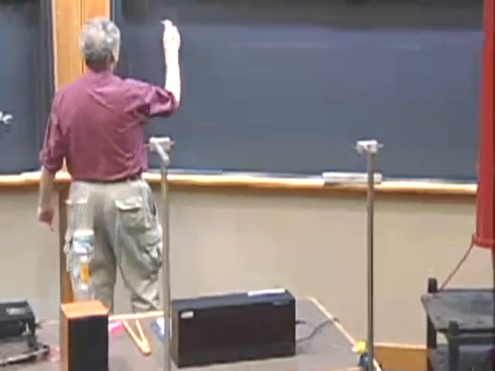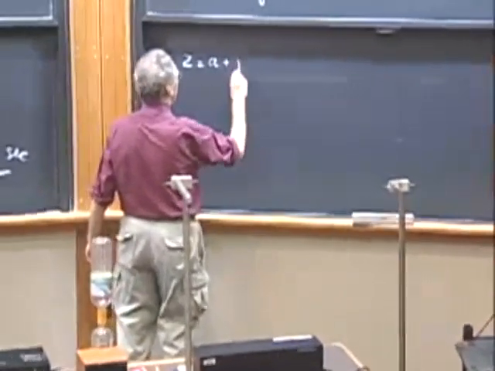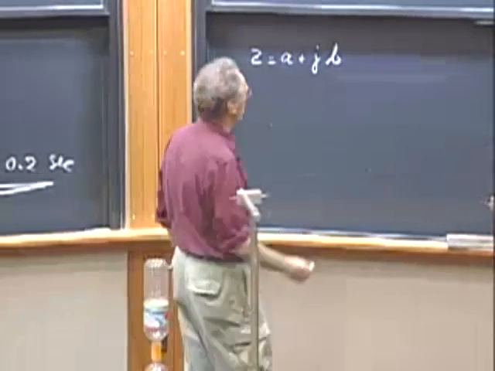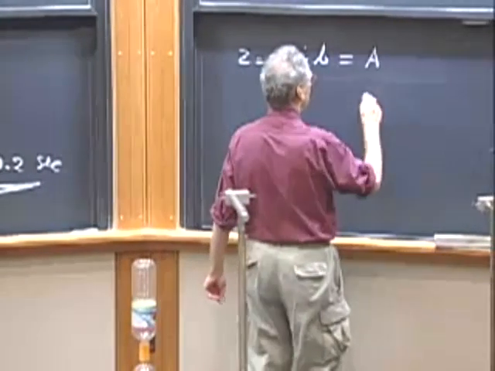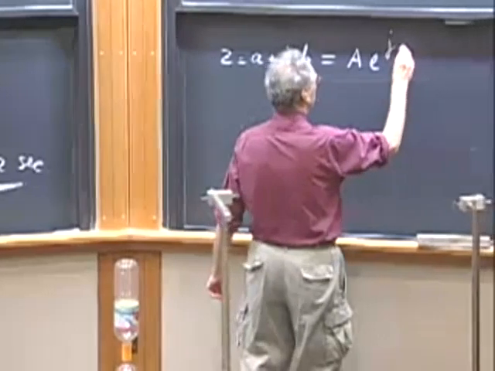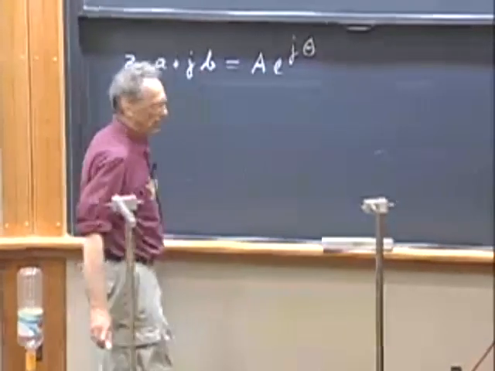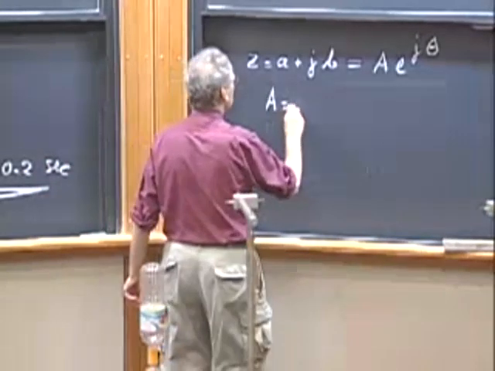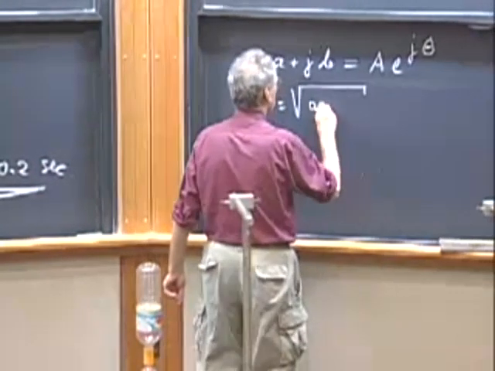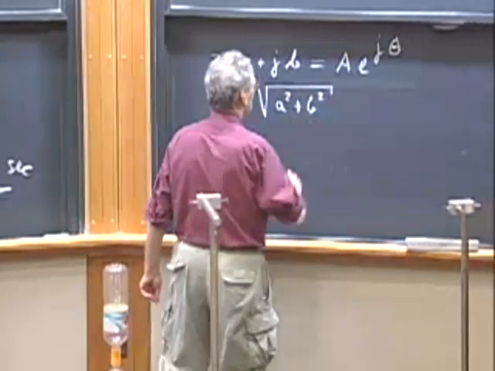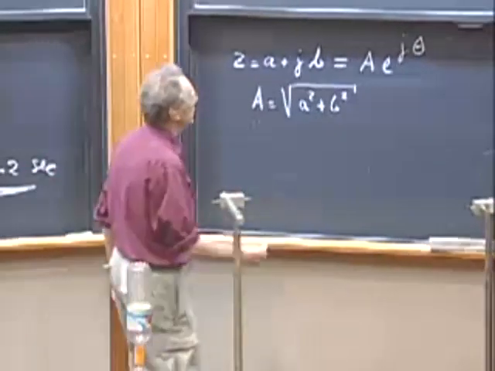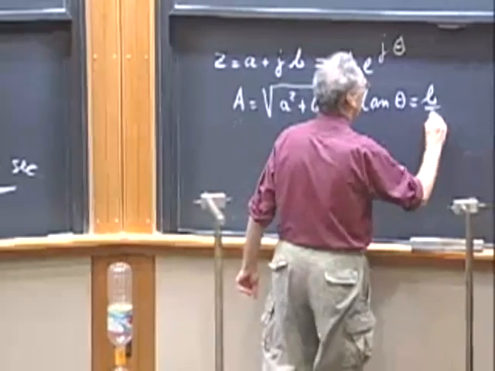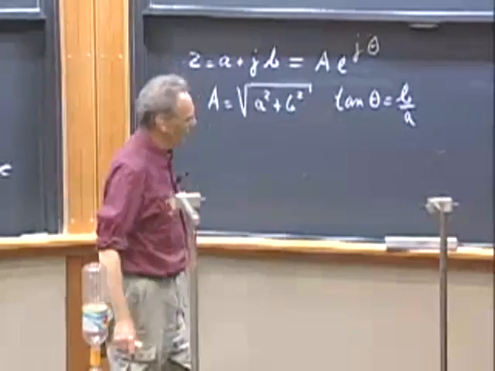So if we have a complex number, z equals a plus jb, then we should always be able to write that as an amplitude times e to the power j theta. And then the amplitude a is the square root of a squared plus b squared, and tangent of theta is b over a. That follows immediately from that figure.